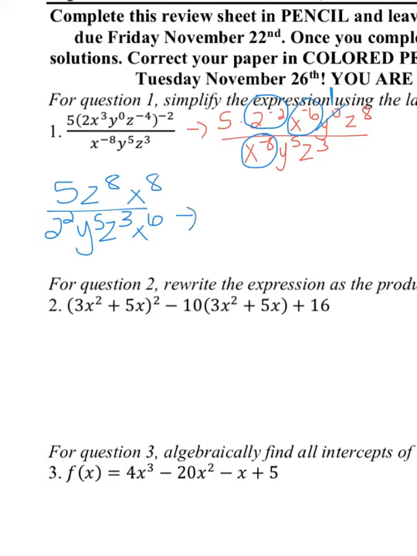So then from here, your numbers, the coefficients, 5 over 2 squared is 4. 5 over 4 cannot be simplified. So let's do alphabetical order first. So we have x to the 8th divided by x to the 6th is x squared in the top. Y to the 5th is by itself, and that's in the bottom. And then z to the 8th divided by z to the 3rd is z to the 5th in the top.